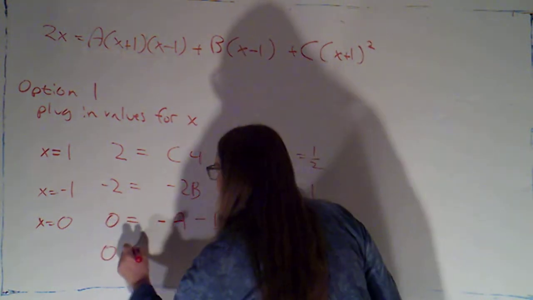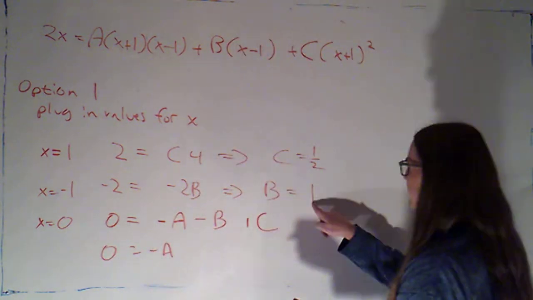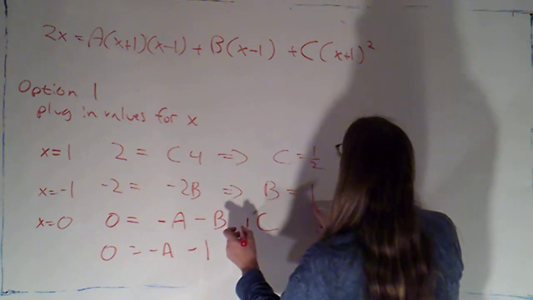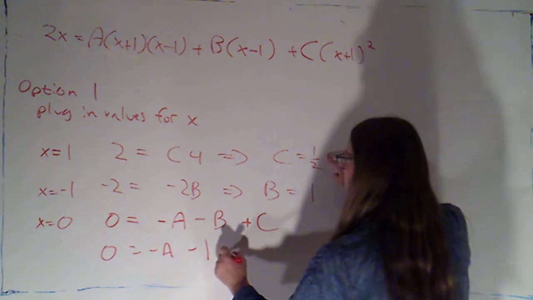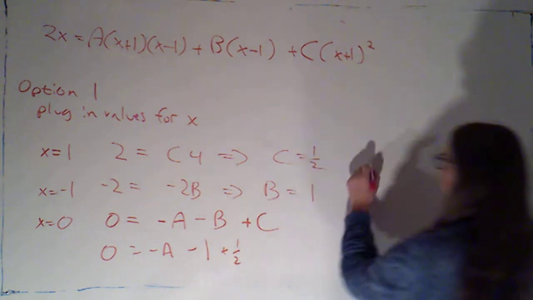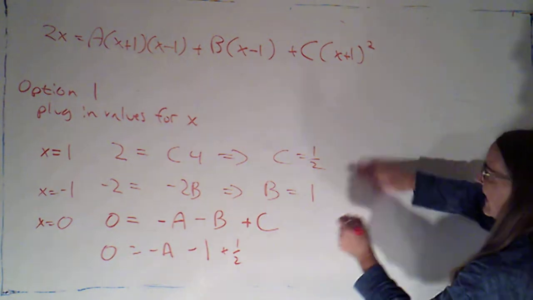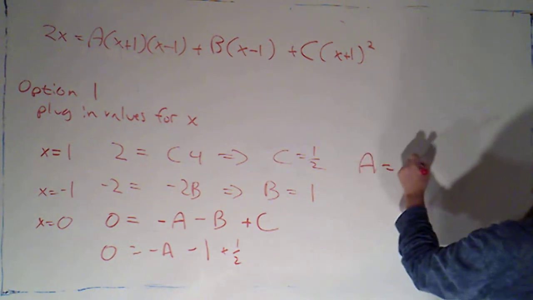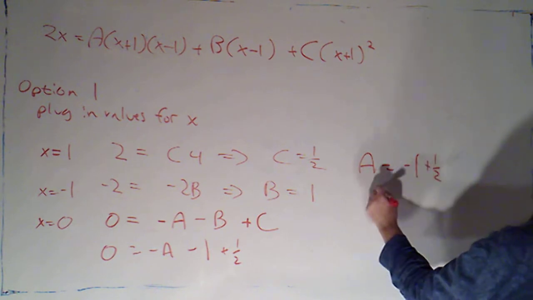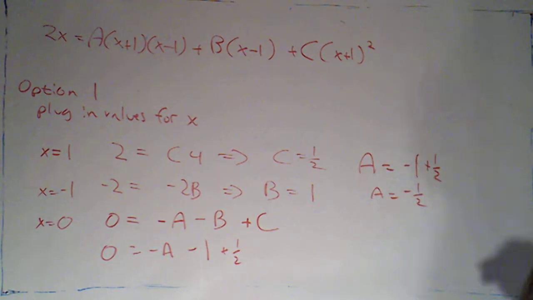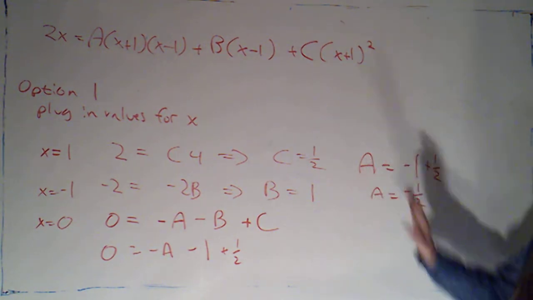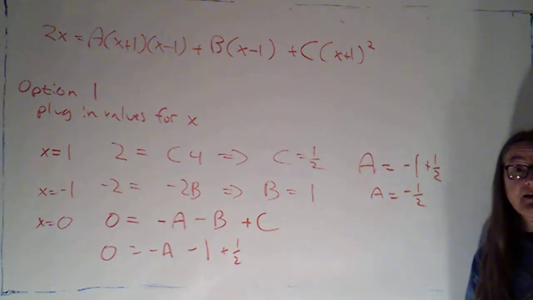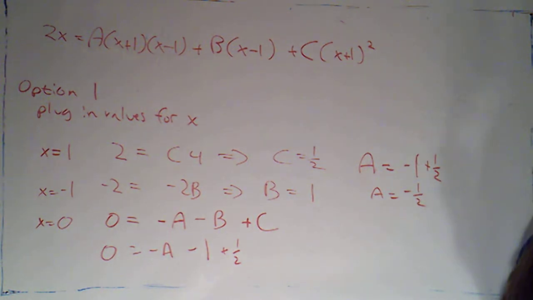But now that's 0 equals negative a. I know that b was 1, so minus 1. Plus c was 1/2. So 0, well, actually, I can add the a over. A is just negative 1 plus 1/2. A is negative 1/2.